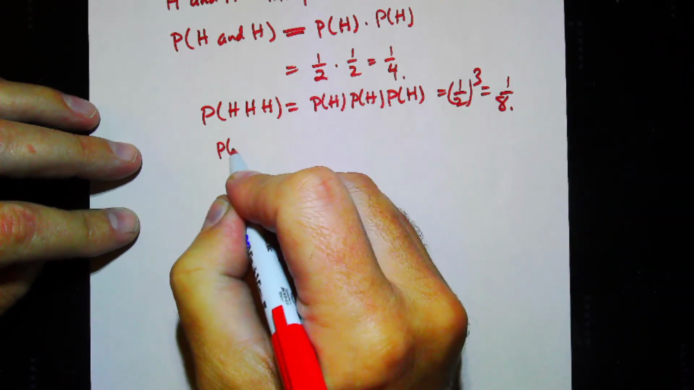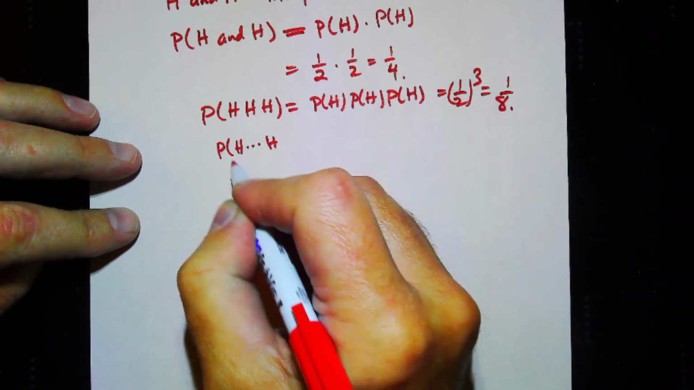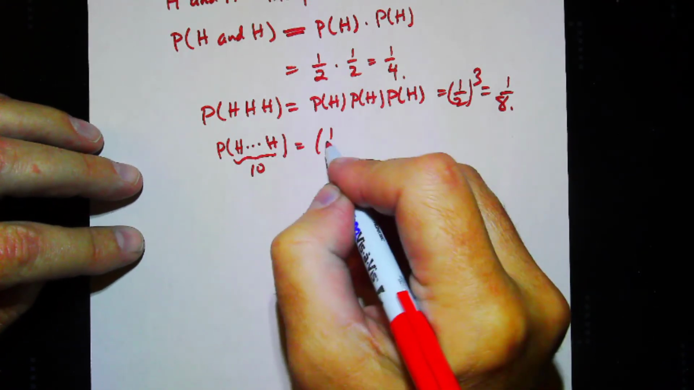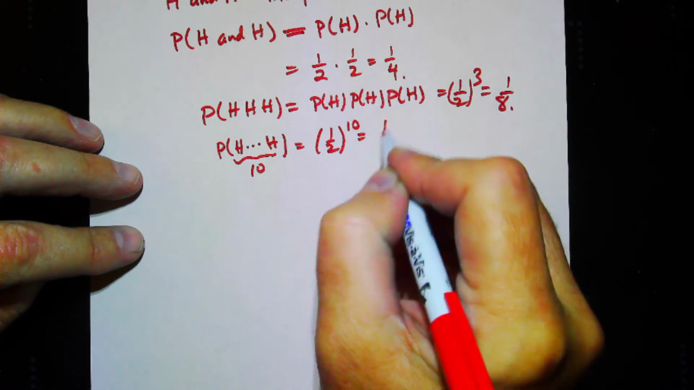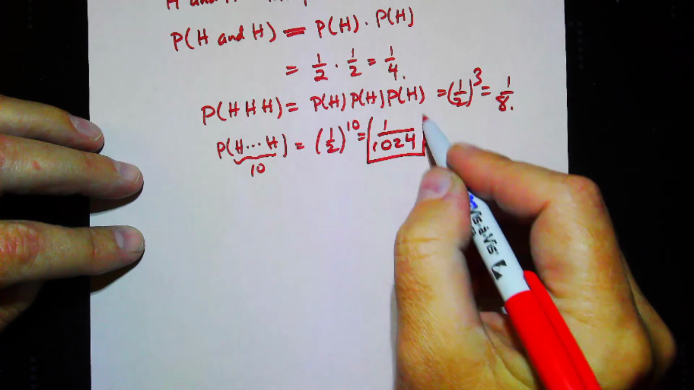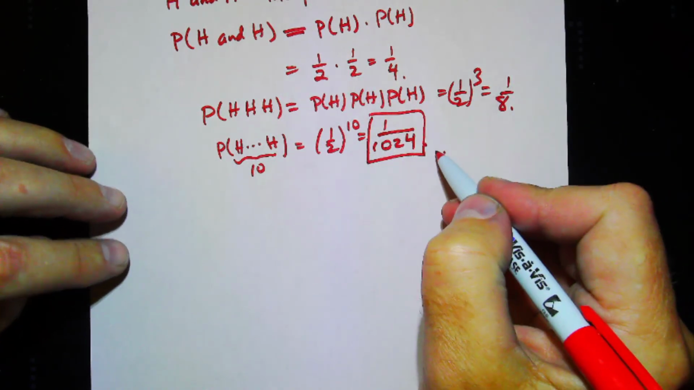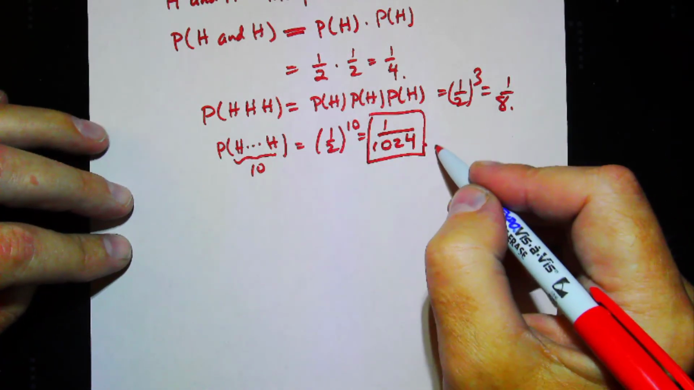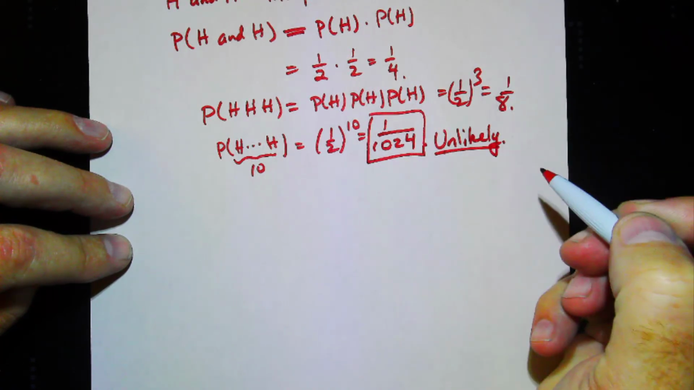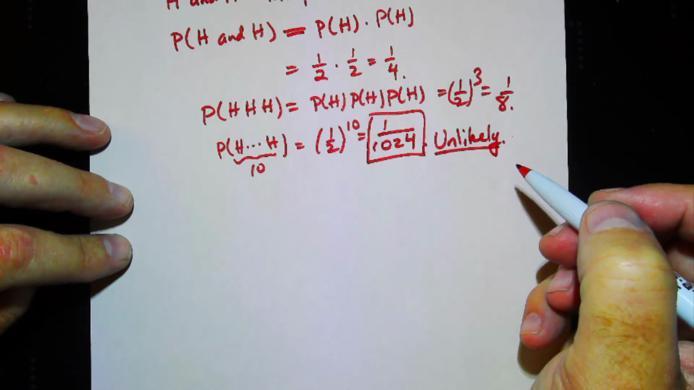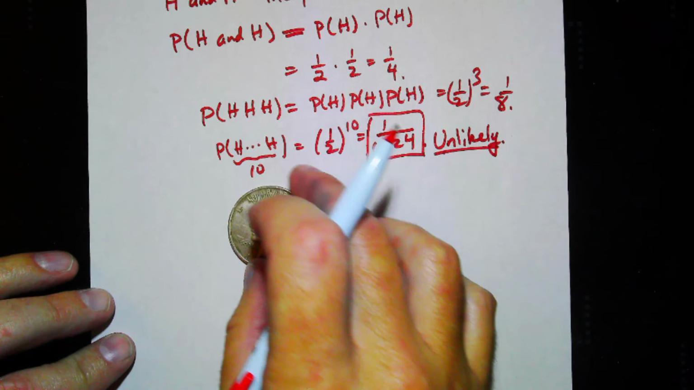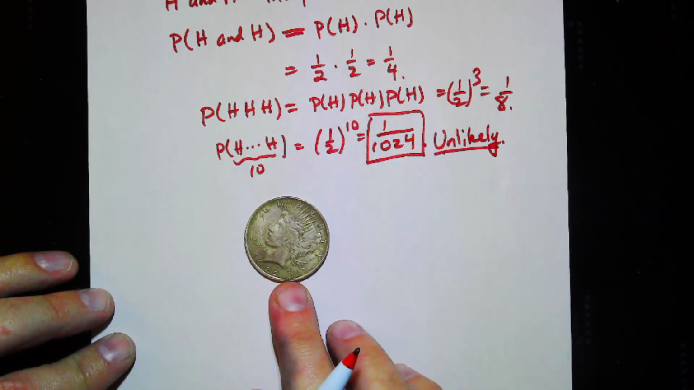You can see then that for getting 10 heads, the probability would be 1/2 to the power of 10, or about 1 in every 1,024. Not a very likely event. This would be unlikely. So obviously, I was cheating because this coin has 2 heads.